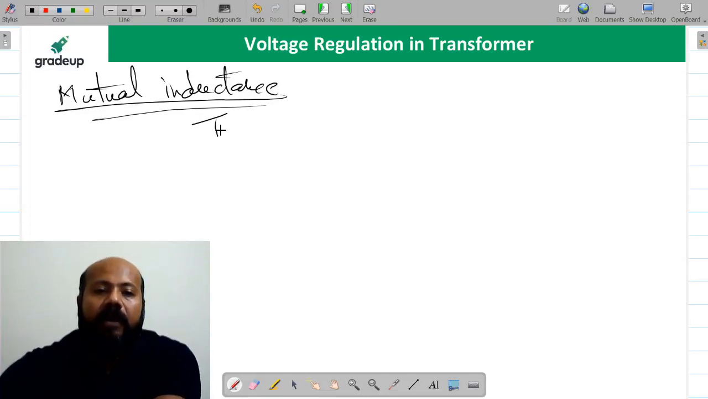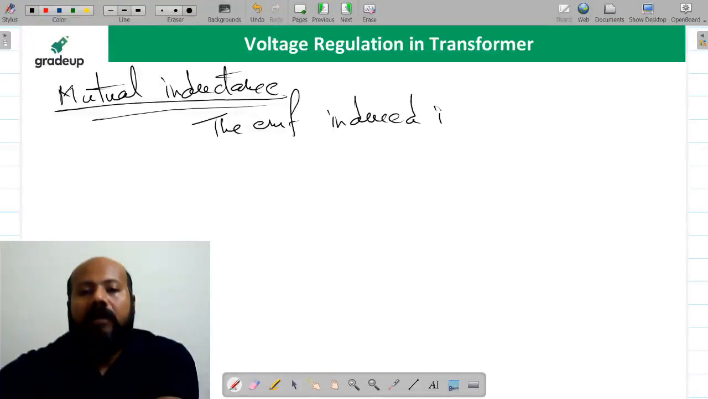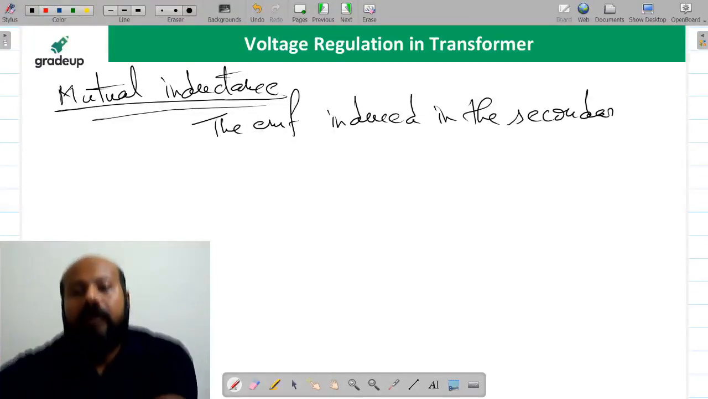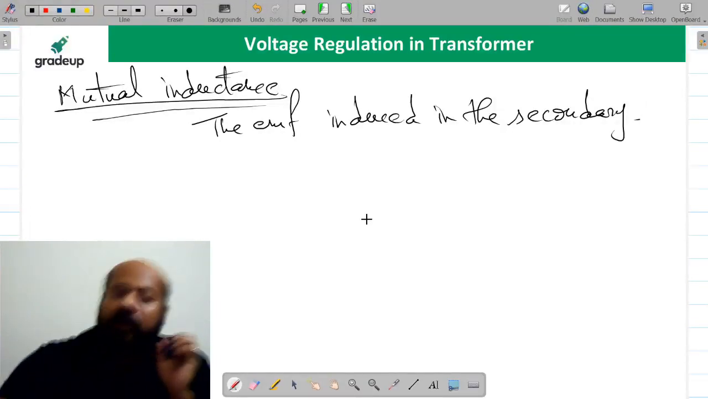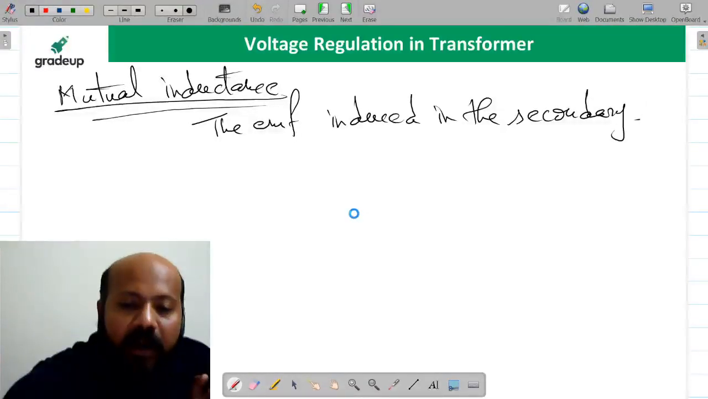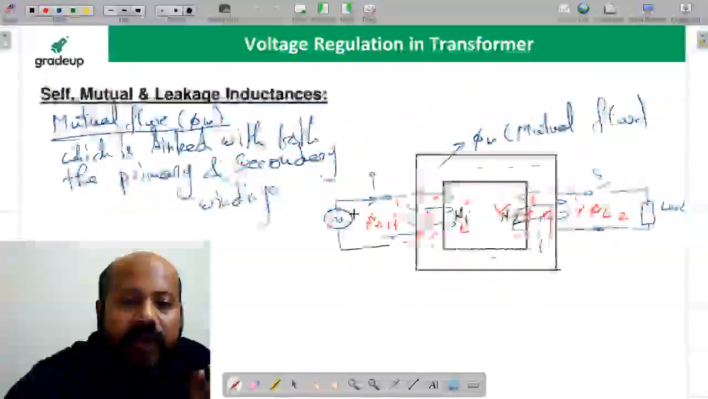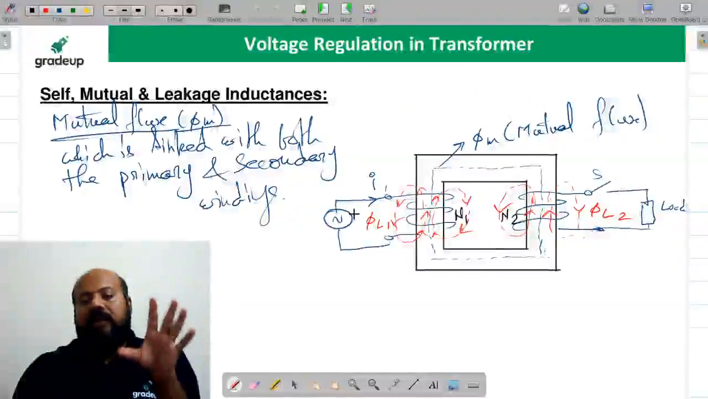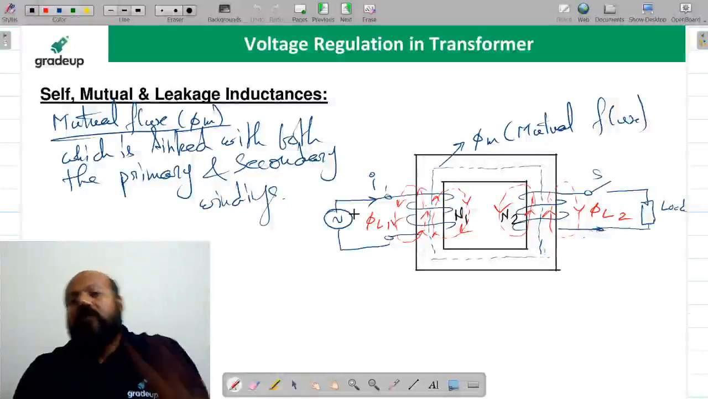See, the EMF induced in the secondary winding. How is EMF going to be induced in the secondary winding? Please tell me why. This we will understand when we discuss what the transformer action is. After that you will understand.